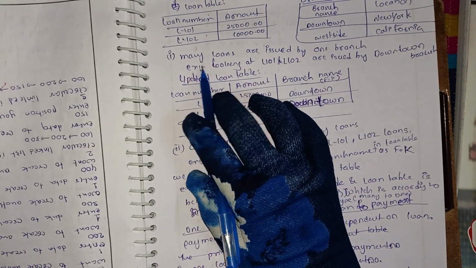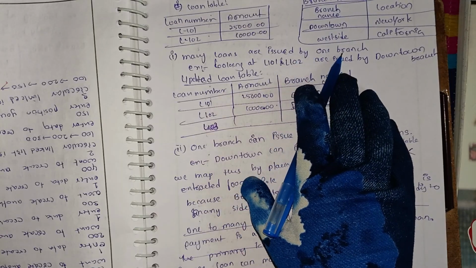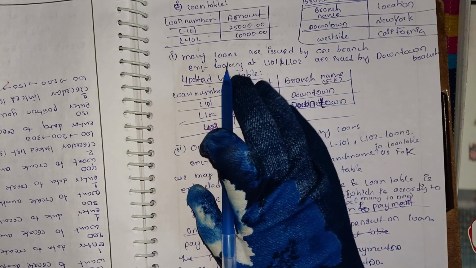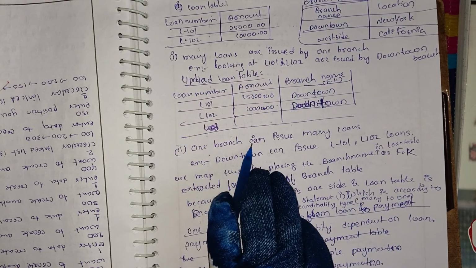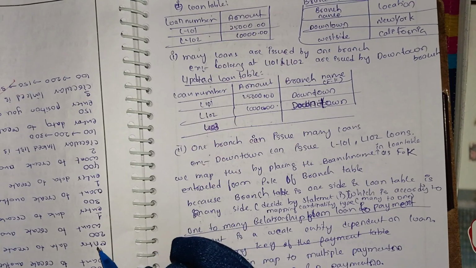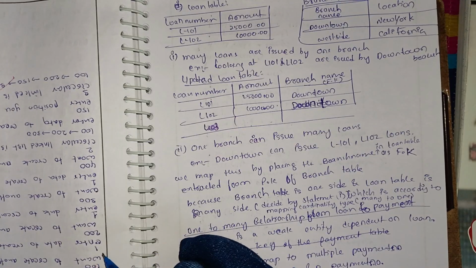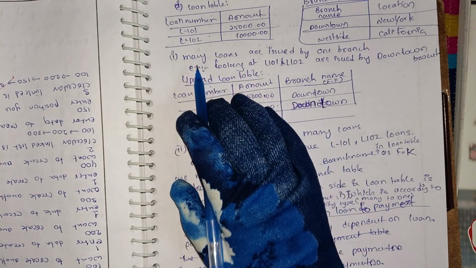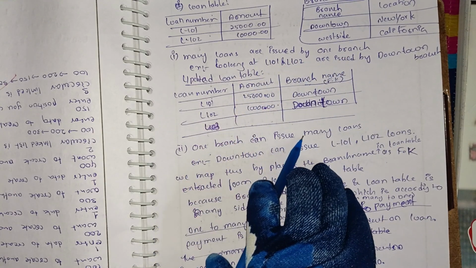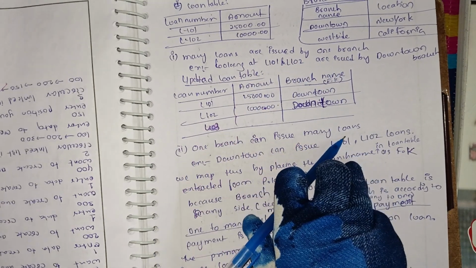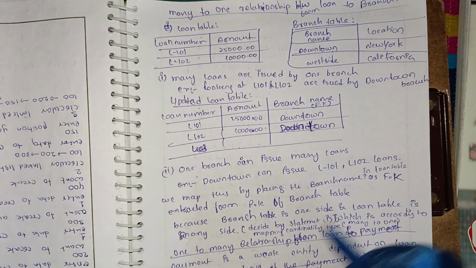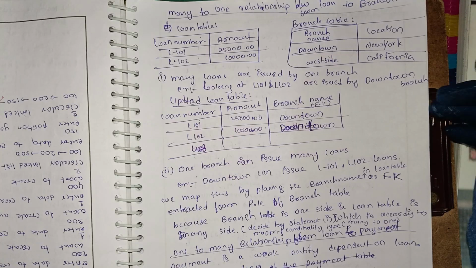Here many loans are issued by one branch, and one branch can issue many loans. Here a many to one relationship is there. Many loans are issued by one branch, and one branch can issue many loans. So one to many, here many to one. We are stating statements like that.